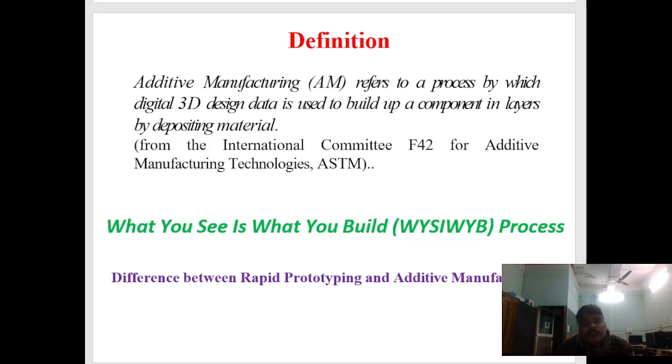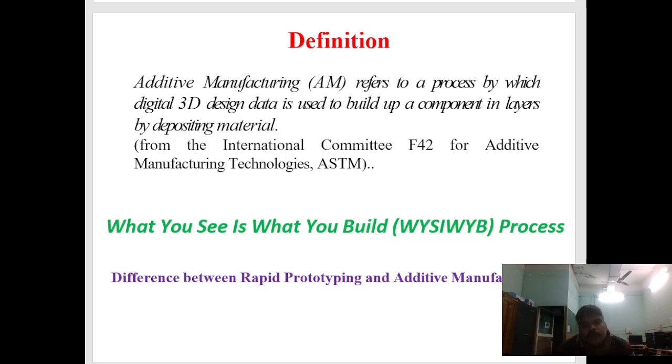It is also known as 3D printing. What you see is what you build. That is the more concise definition of this additive manufacturing process. Whatever you are seeing in the real world, you can build.